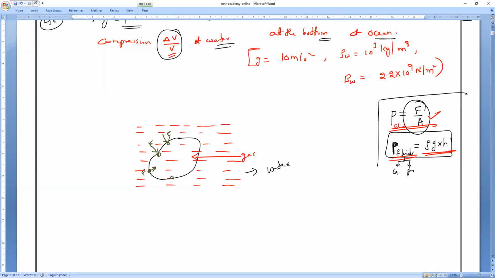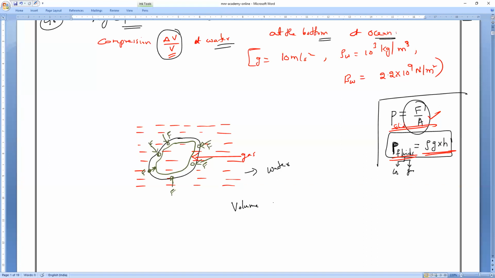So force per unit area, in every direction it will exert force per unit area. So what will happen? The shape does not change, but finally what is happening? The volume will reduce or increase, everybody? Volume will reduce. It will undergo compression. Am I right or wrong? Please respond. So that is what will happen.